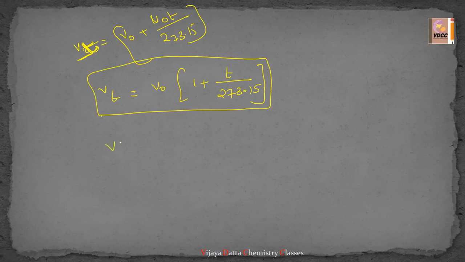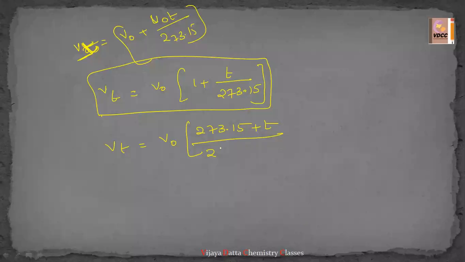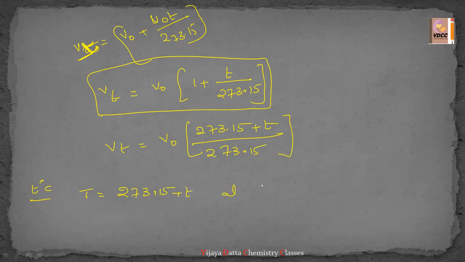This one we can write as Vt equals V naught into (273.15 plus t) by 273.15. Here this 273.15, actually it is a new scale we can define. Generally, small t means a temperature in degrees Celsius, which we are considering here. The new scale is given by capital T is equal to 273.15 plus small t.